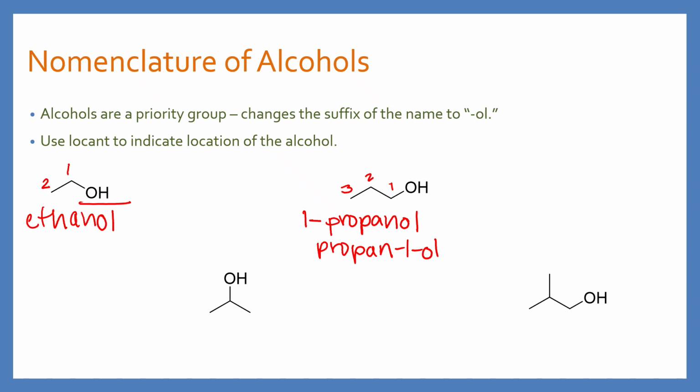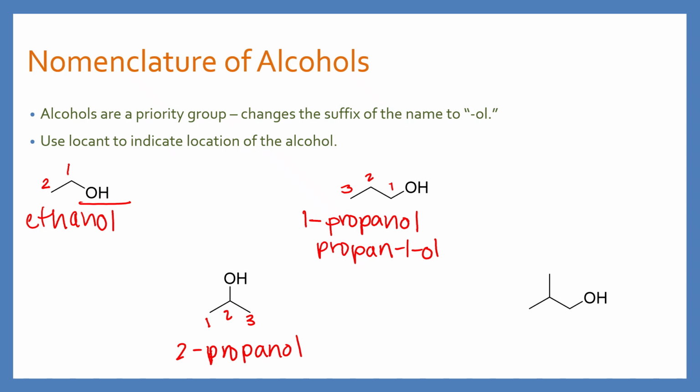Now let's contrast this to the one below. We can number from the left or the right because the alcohol is in the middle. This is also a 3-carbon alcohol. However, the alcohol is located on carbon number 2, so we call this 2-propanol. We could also call it propan-2-ol.